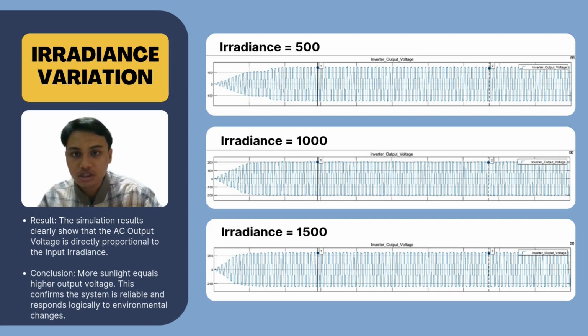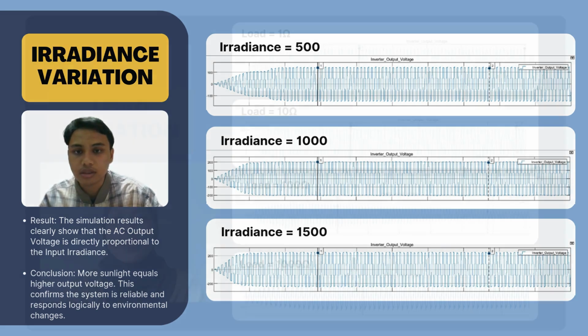The peak voltage achieved at 500 irradiance is the lowest, and it scales up as the irradiance increases to 1000 and also 1500 irradiance. So this analysis confirms that the output of our power electronic system is directly proportional to the available solar resource. Higher sunlight intensity results in a higher overall output voltage, or VRMS, validating that the MPPT and inverter stages handle variable input power predictably and stably.